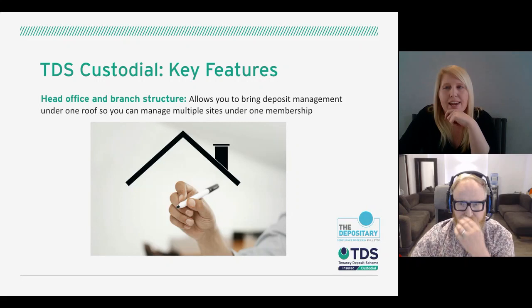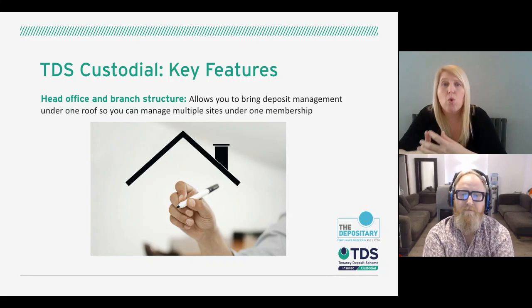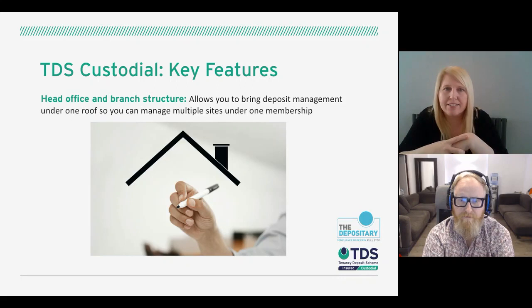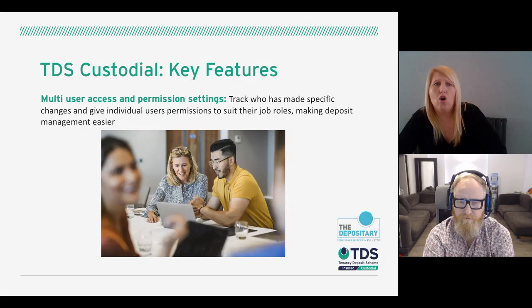Next thing is some individual features that we have within the TDS Custodial offering itself. So we have a head office and branch structure, which allows our customers to have one overarching membership and then have their individual branches, sites, buildings, however you want to manage it, all under one membership. So you're not having to have multiple memberships and logging out and logging back in, again, a time-consuming element. It's all under one place, allowing you really easy reconciliation, seeing everything at a glance. And paired with that is our multi-user access and different levels of permissions that we offer.